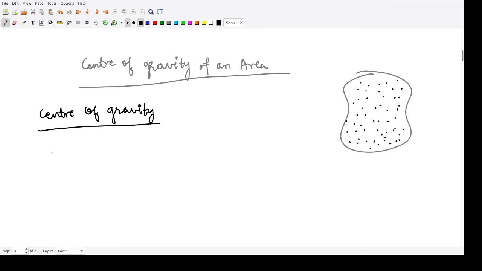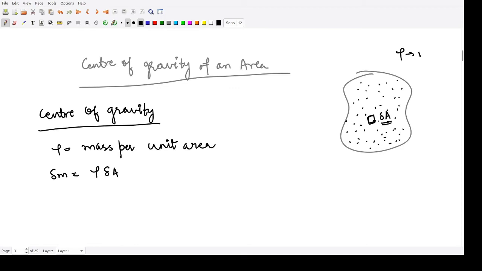So for this we also assume that rho represents the mass per unit area, then the mass of this elementary area would be rho into del A. Suppose I take some small portion out of this area, say this is delta A. So if this rho represents mass per unit area, so what would be the mass of this particular region? It would be the area delta A multiplied by rho. So this would be the small mass.